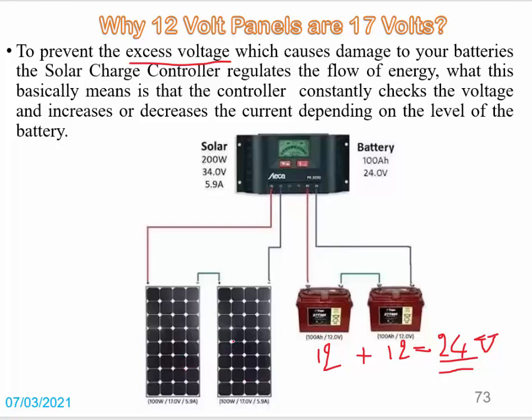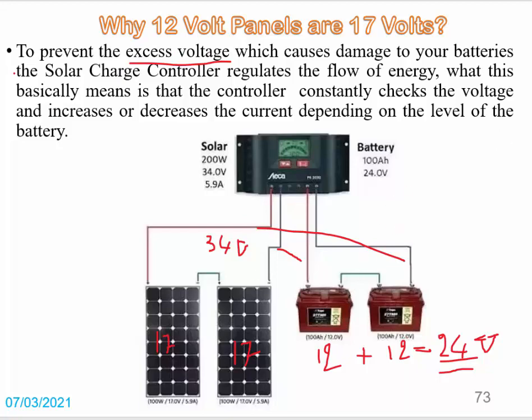We have two solar panels, each one produces 17 volt, and these two solar panels are connected in series. So the total voltage will be 17 plus 17, and it's equal to 34 volt. 34 volts is larger than 24 volts. So if we connect the solar panels directly to the batteries, here we have a problem. We have the excess voltage problem, and the batteries may be damaged.